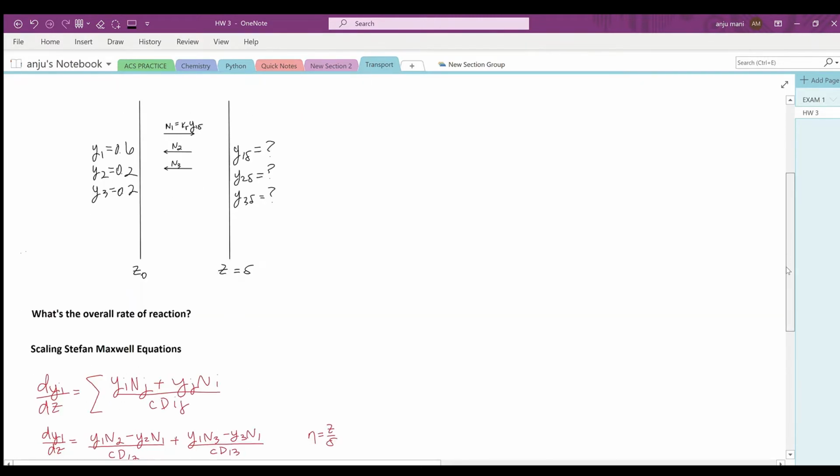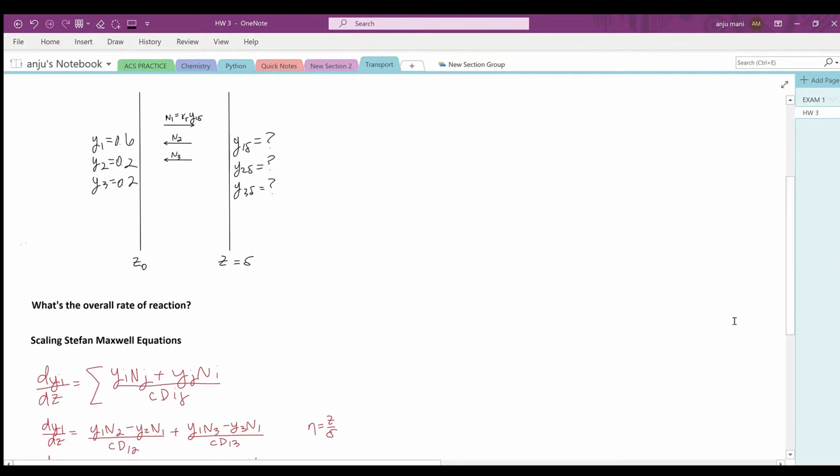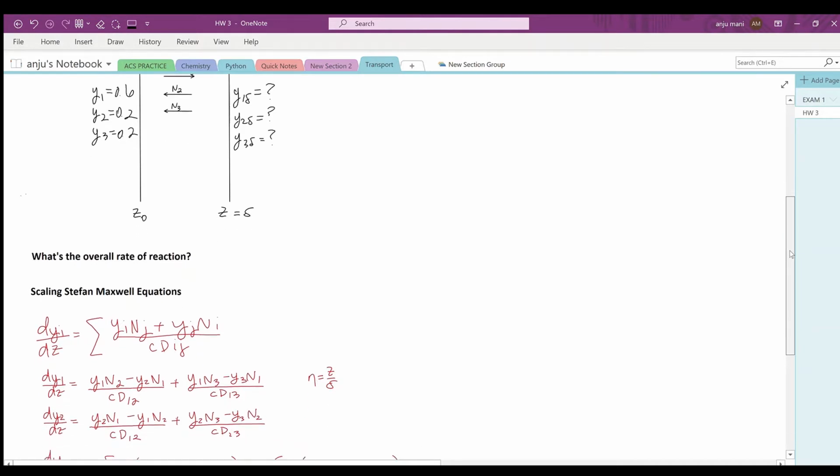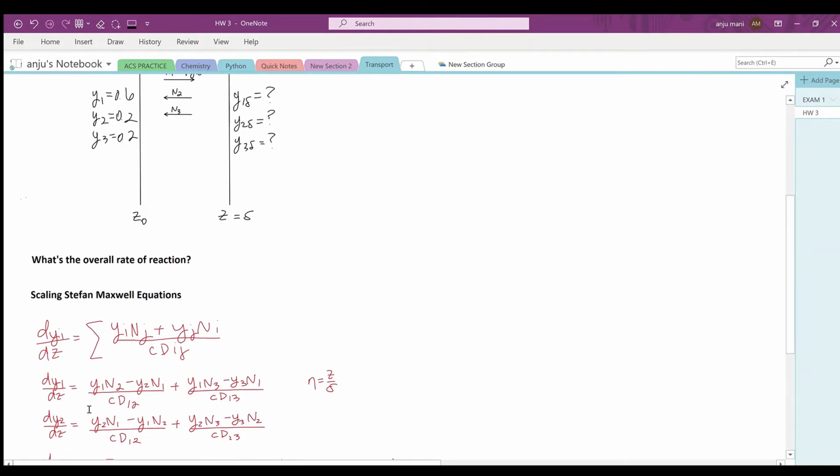First we'll start with the Stefan-Maxwell equations. This Stefan-Maxwell equation here can be written out as our driving force of our first component and our driving force of our second component. So we can write this out in terms of eta. Eta tells us the ratio of z to our boundary layer. It's a range between 0 and 1, and it lets us know in a more convenient way where we are along the system. At a value of 1, we would be at the interface.